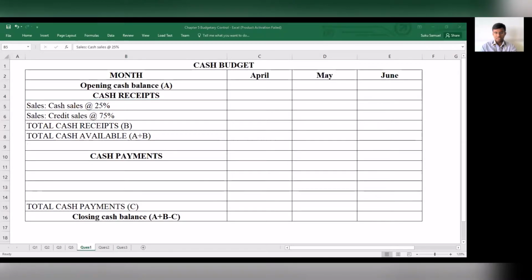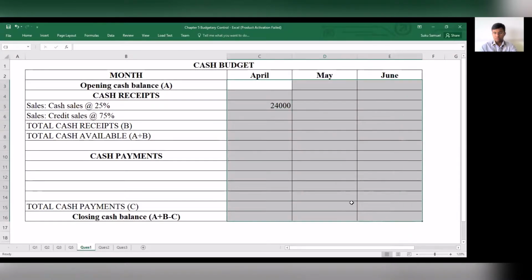Cash sale is always for the current month. So remember here, we are filling out the sale for April. So what is the sale for April? April sale is 96,000. Now we have to calculate 25% of 96,000. 25% of 96,000 is 24,000.